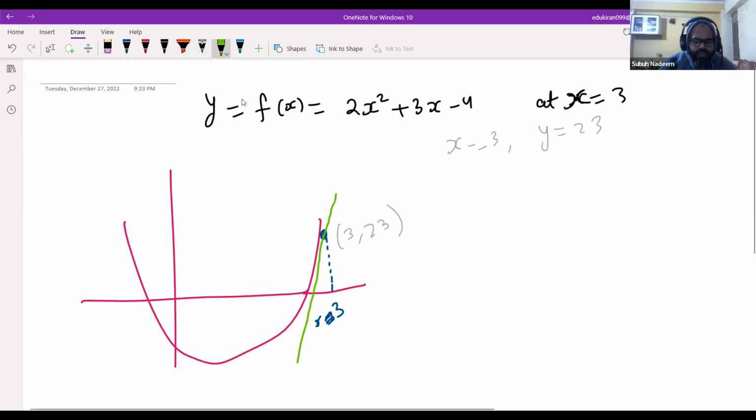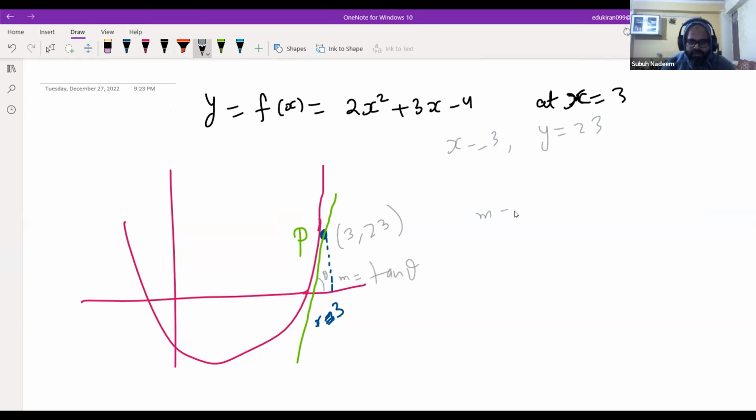So 3 comma 23 is the point of contact of the tangent with the curve. Curve may be going like this. Next, you have to find the slope of the tangent. Slope of the tangent is m, which is tan theta, where theta is the angle which it makes with the x-axis.